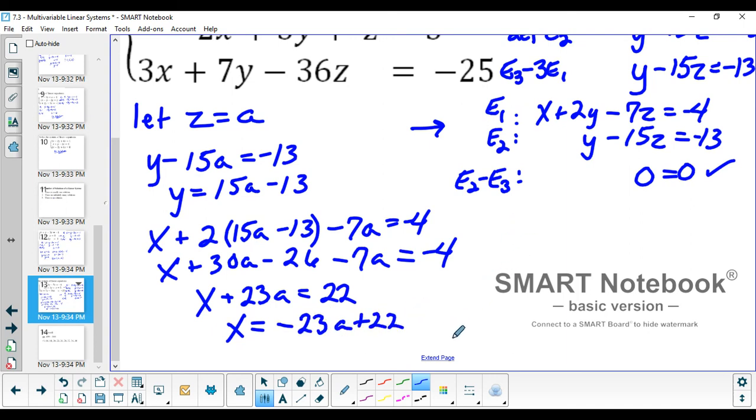So my solution here is going to be a bit messy, but it's okay. It's going to be negative 23a plus 22, comma, 15a minus 13, comma, a. So again, you can pick any number you want for a, and you can easily get an x, a y, and a z that will be a solution. And of course, there's infinite of them because you can plug any number you want in for a. Again, that's called the form of the general solution.